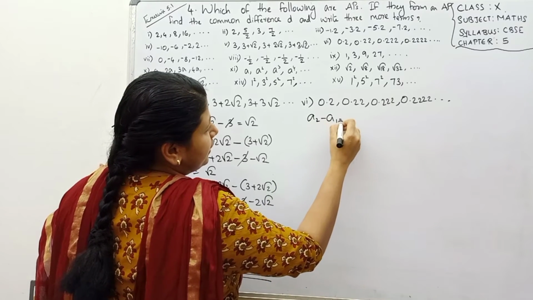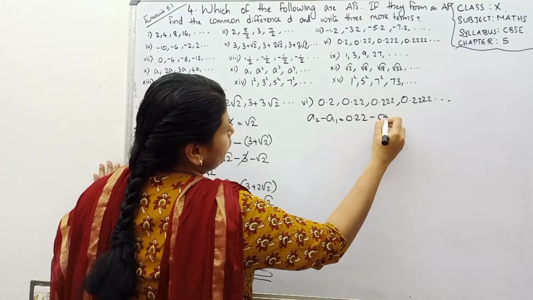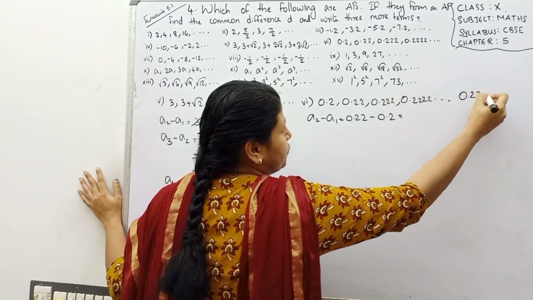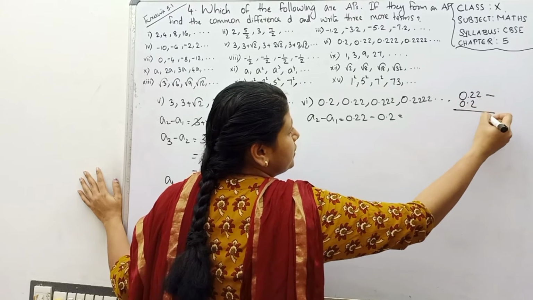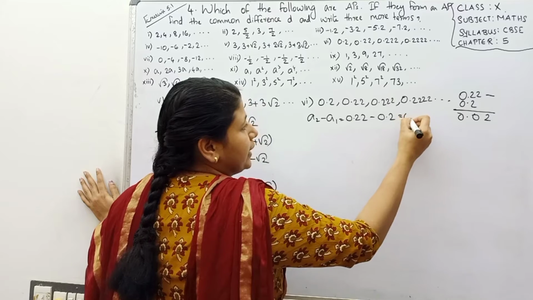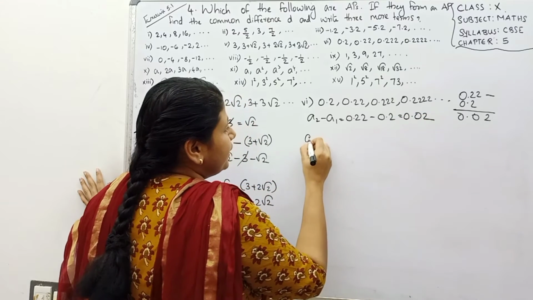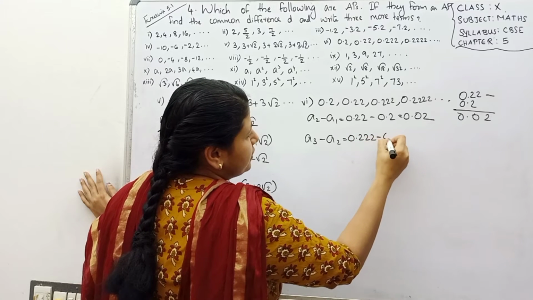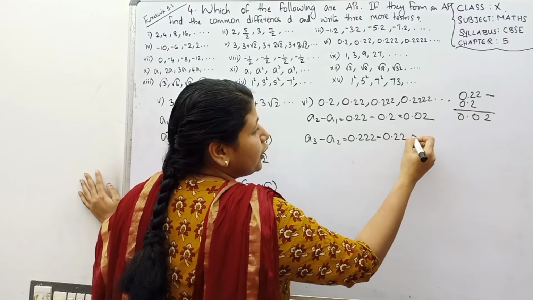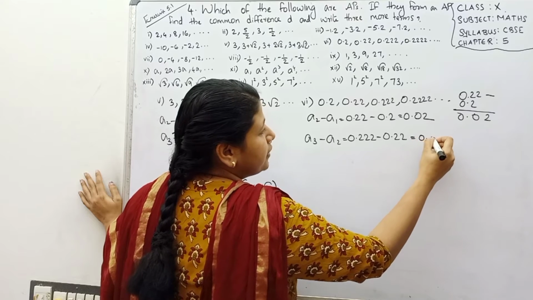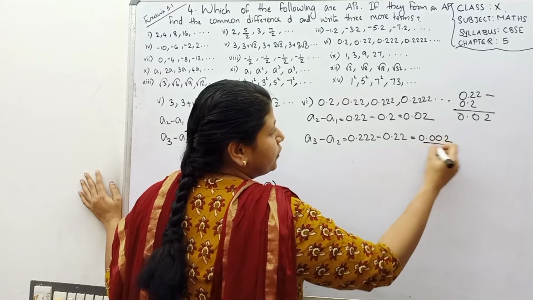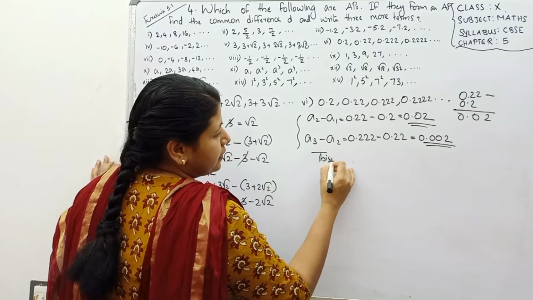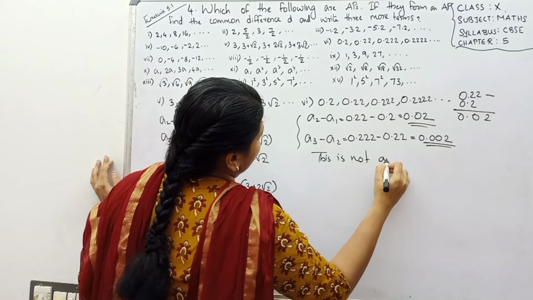A2 minus A1 equal to 0.22 minus 0.2. You have to subtract. How can you subtract 0.22 minus 0.2? You will get 0.02. Then A3 minus A2, that is 0.222 minus 0.22. That means you will get 0.002. So from the first two cases we can say that this is not an AP.